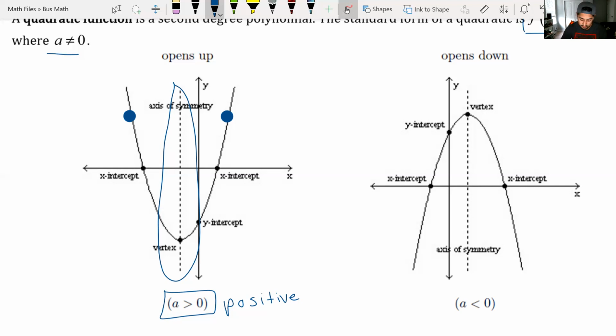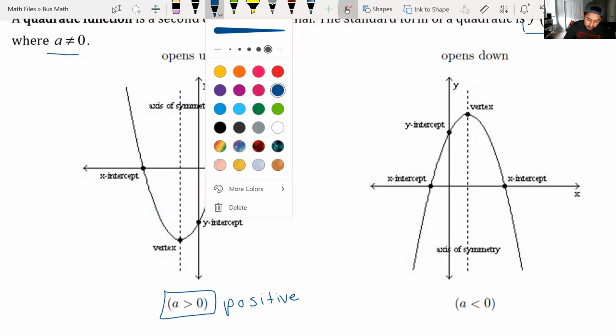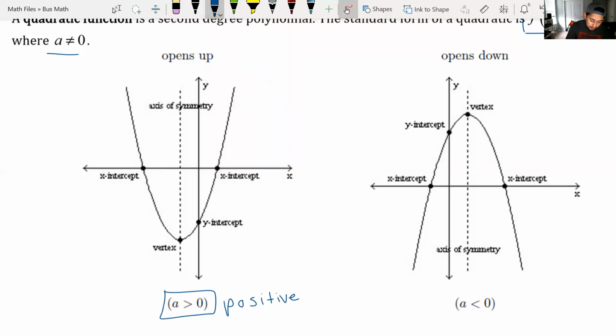Okay, so that's what we're looking at. The graph of a parabola. These are called parabolas.